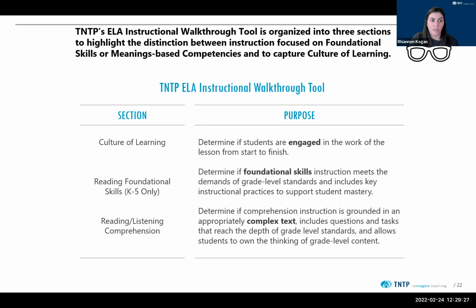And just to note, we will not actually be exploring any videos that address this section today, but in the additional resources section of your note catcher, we did provide a video that explores this section if you want to look at that after the session today. The final section includes three rows that focus on the presence and use of complex text. So we're going to explore these three sections more deeply on the next slide.